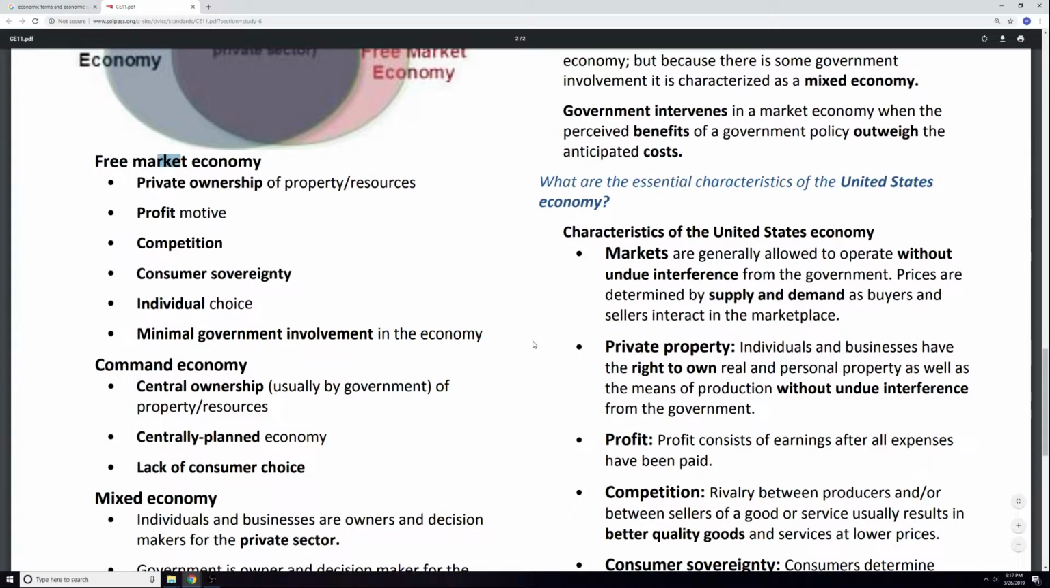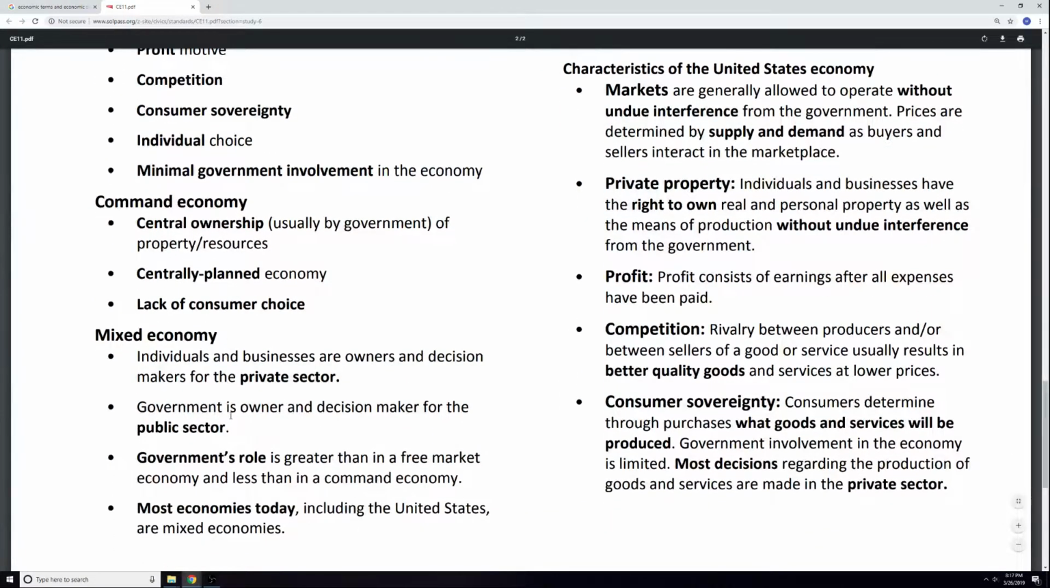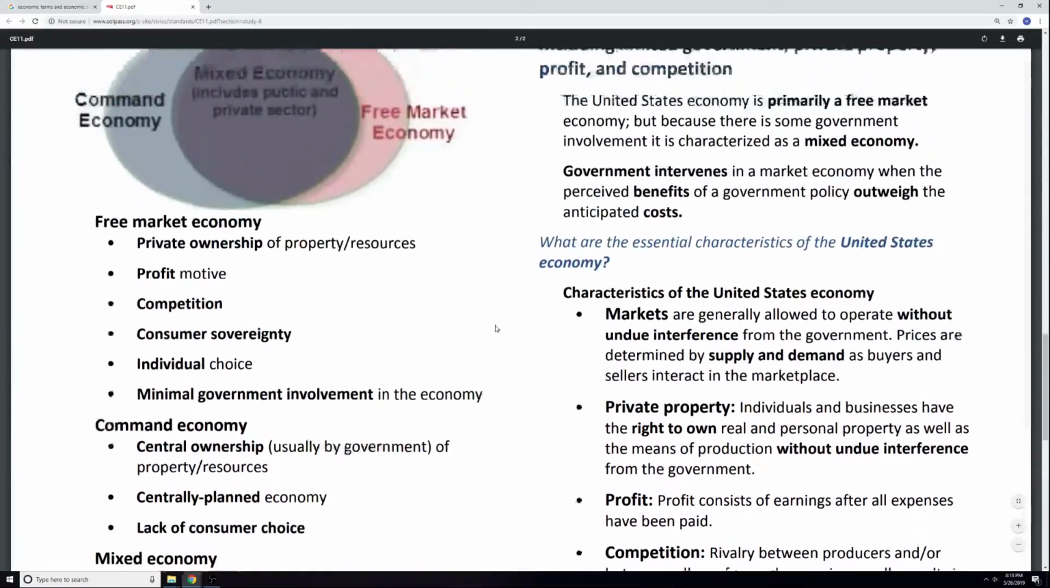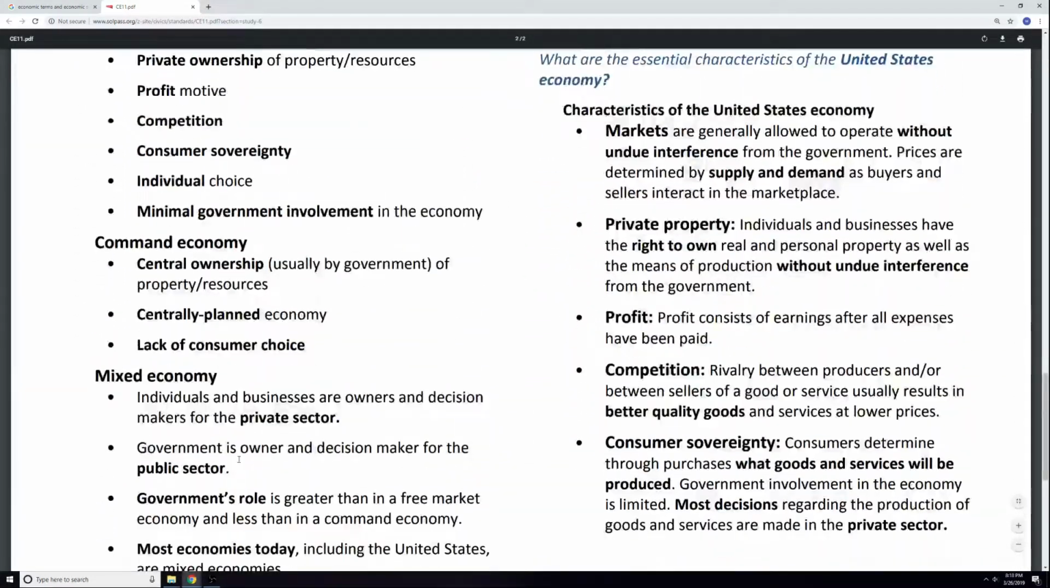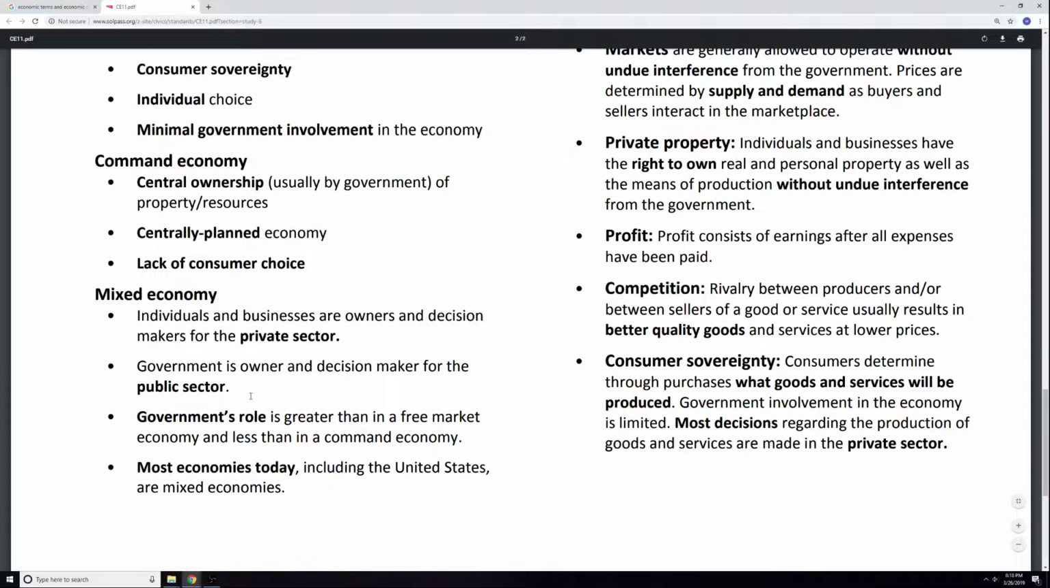So if I asked you which type of economy has individual choice, the question is going for free market. Does mixed economy have choice? Yep. And is it up here? No. They have choice in the private sector, right here. So we have all the choices we want to make. We make the decisions.